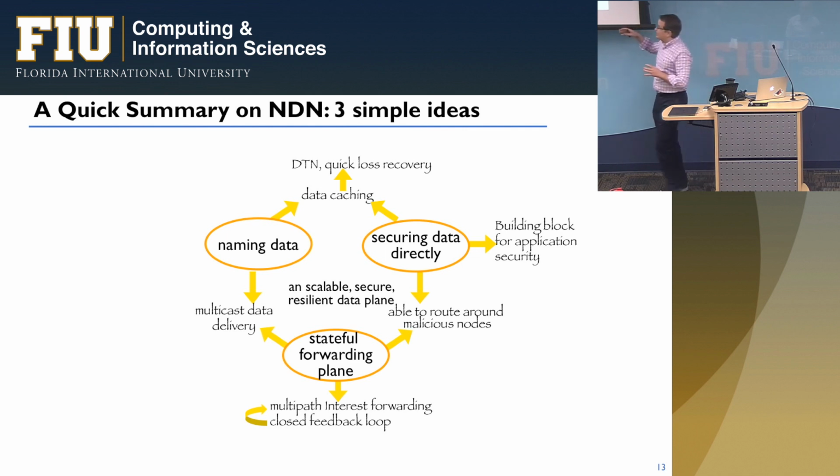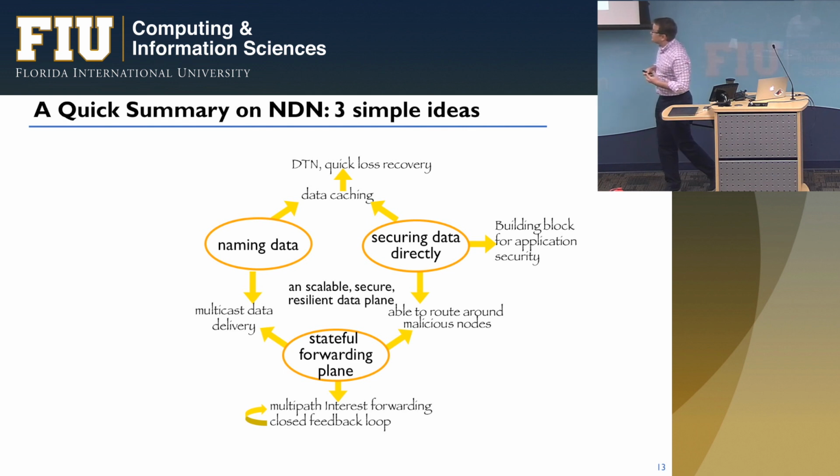At the same time, naming data plus a stateful forwarding plane, which does not depend on source addresses anymore. So there is no source address in this interest packet, but rather each router remembers who requested some specific data. You immediately get the benefit of multicast, both in terms of immediate multicast and slightly delayed multicast with the help of caching.